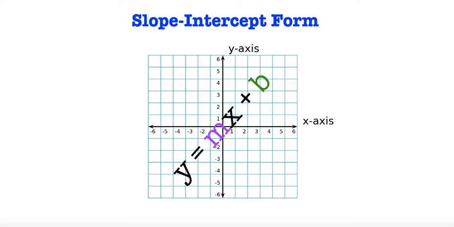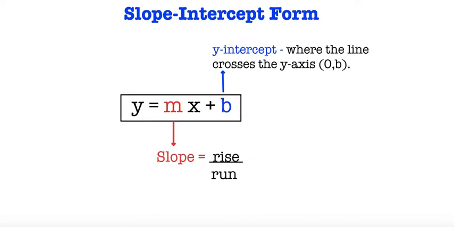Hello, mathematicians. Today we're going to be learning about slope-intercept form. So we know that slope-intercept form is represented by the equation y equals mx plus b. The variable m represents slope, which we also know as the rate of change.